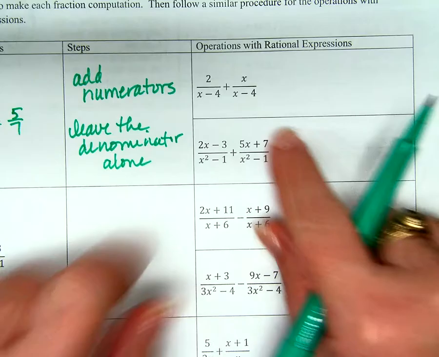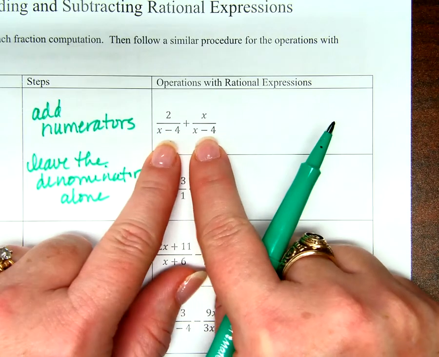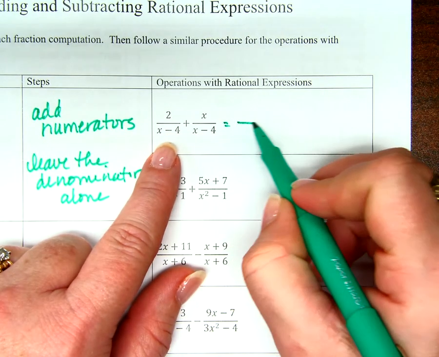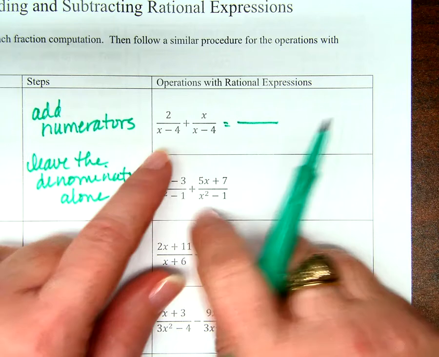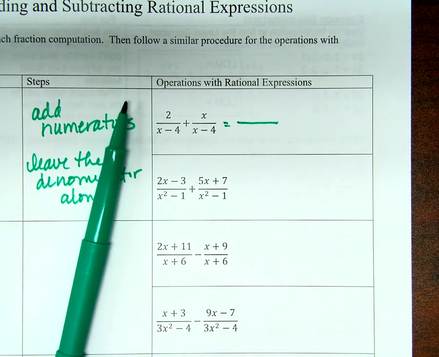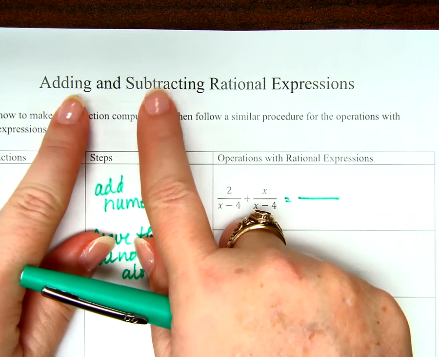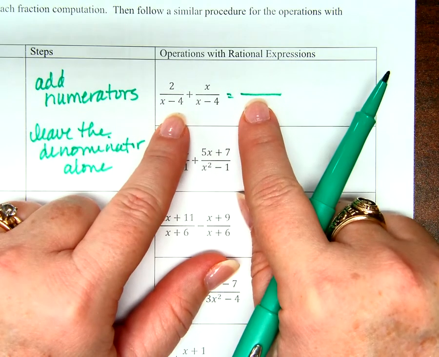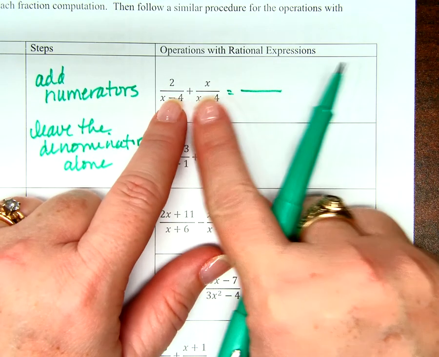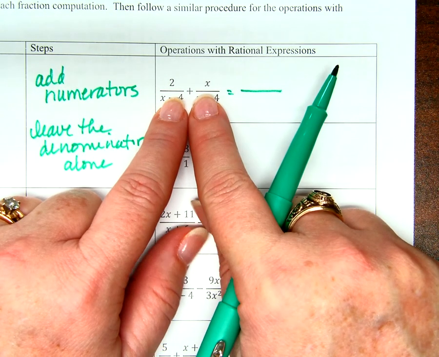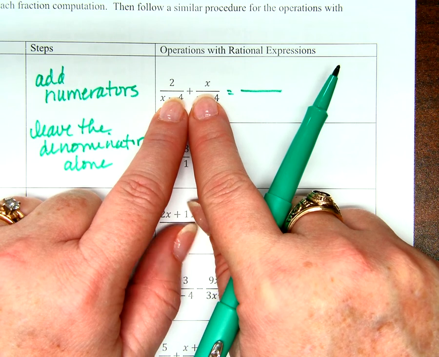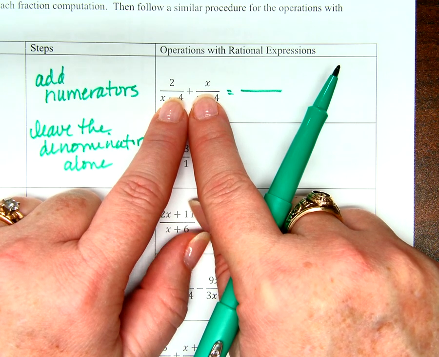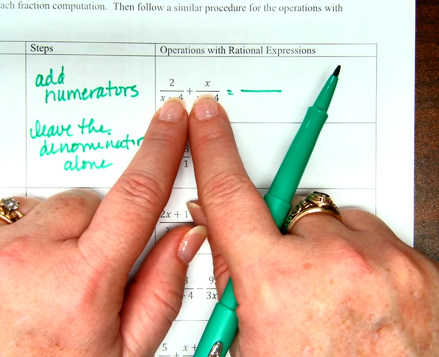Okay? So if we have a problem like this, what do? Oh, no. Let's start over again. What are we doing? Adding and subtracting. So if we get here, what do we do with the numerators? And what do we get? 2 plus x, not 2x. When would we get 2x? If we were multiplying, right?